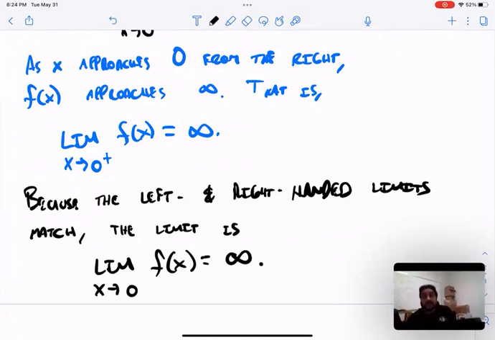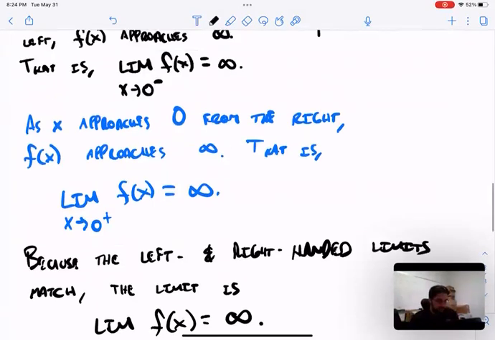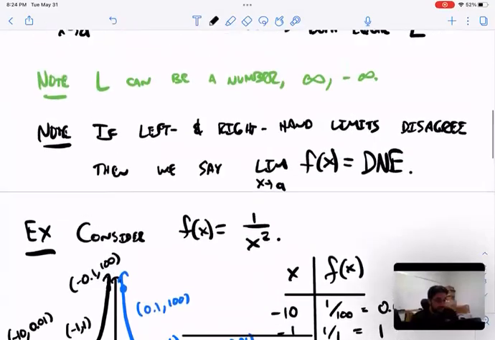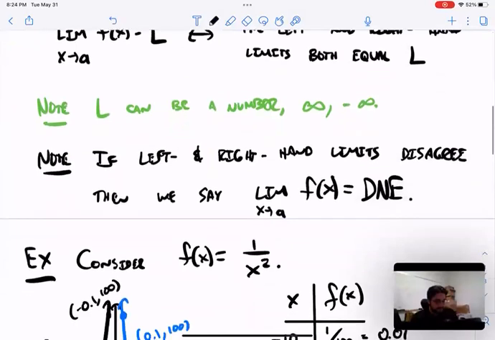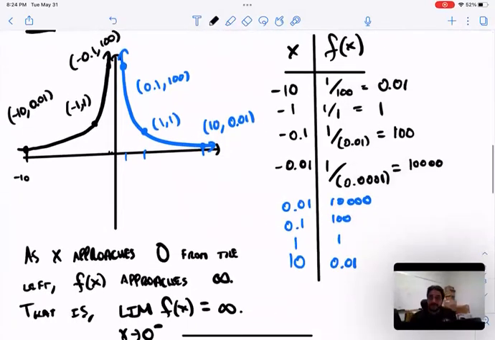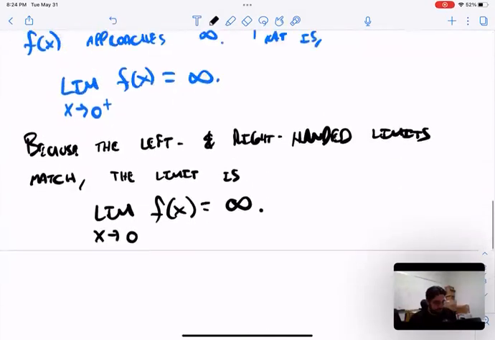So this is an example of a left-handed limit, a right-handed limit, and then a two-sided limit on the function 1 over x squared. So this is just a bit about how you can plug in some values, make a data table, and analyze some limits. All right, great.